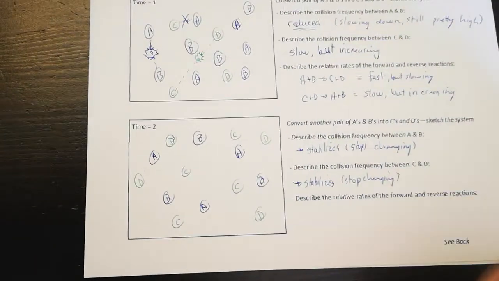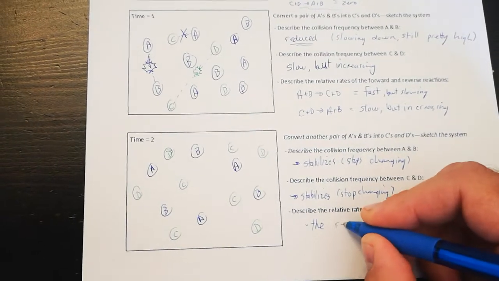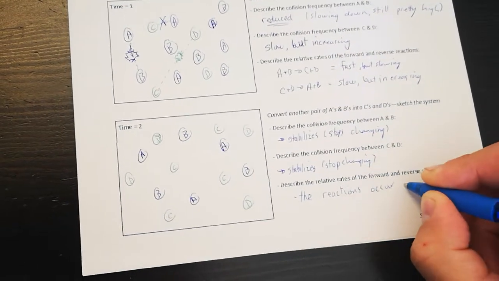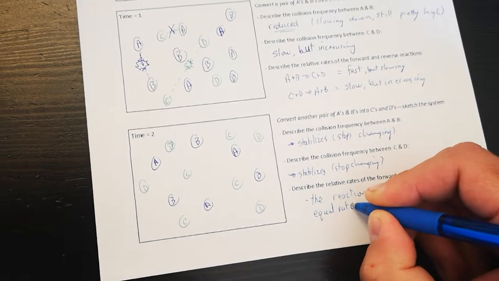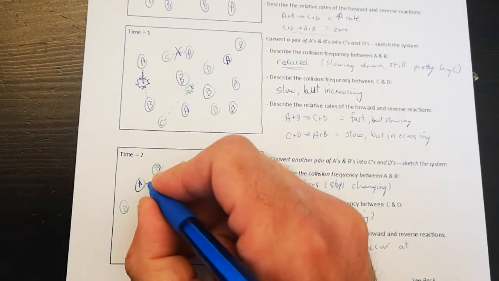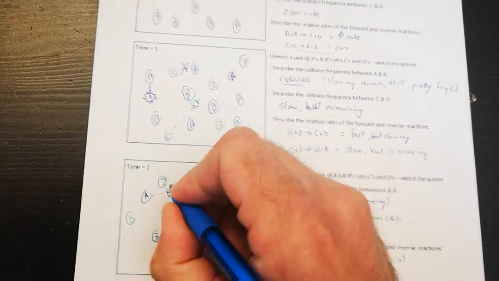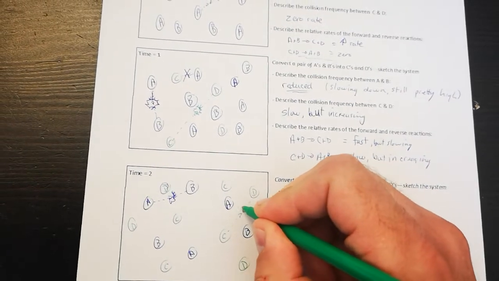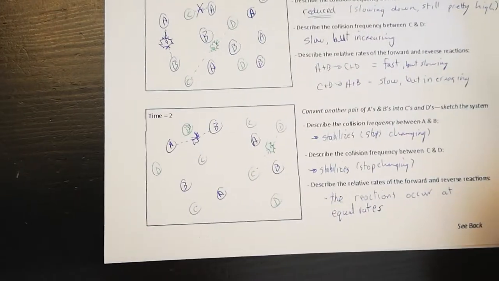So the relative rates of the forward and reverse reactions, the reactions occur at equal rates. So for every A and B collision that forms C's and D's, a C and D will collide, forming or reforming those A's and B's.